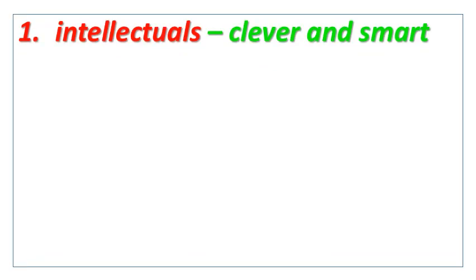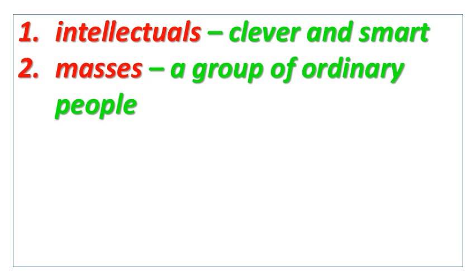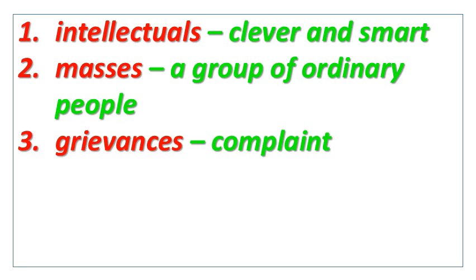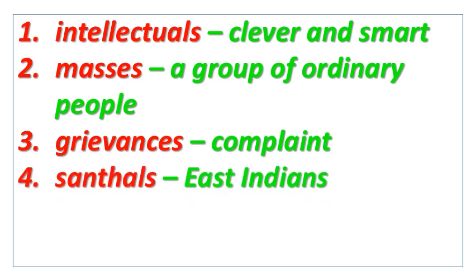Number 1, intellectuals means clever and smart. Number 2, masses means a group of ordinary people. Number 3, grievances means complaint. Number 4, Santhals means East Indians.